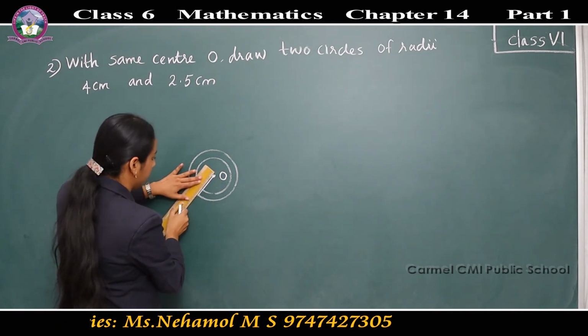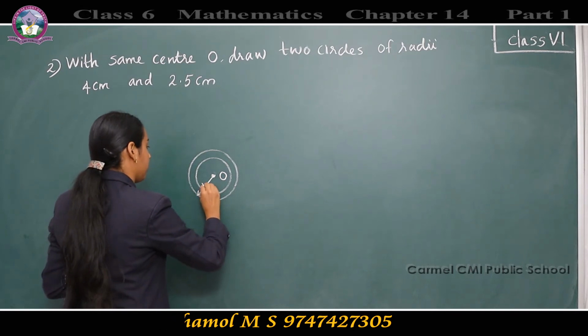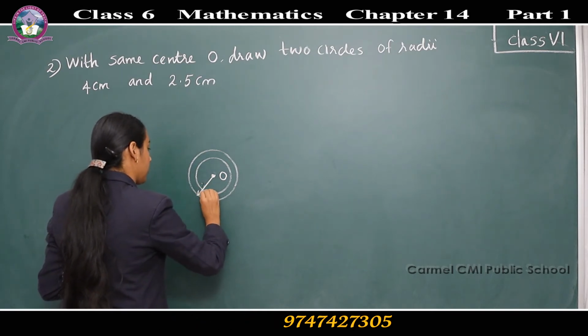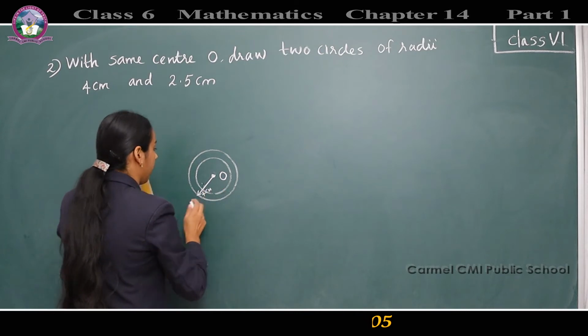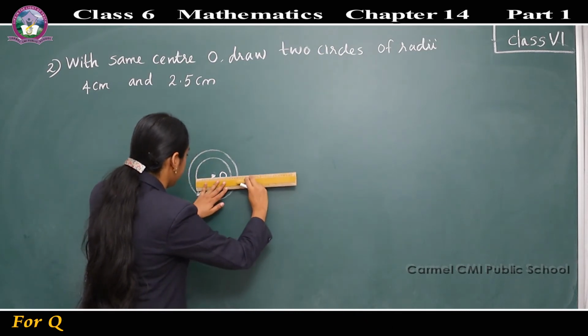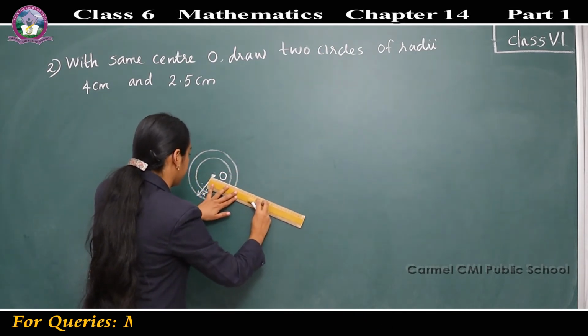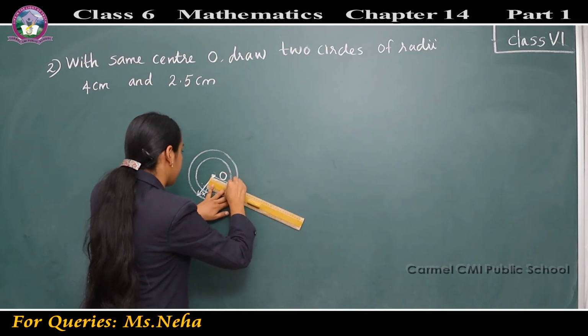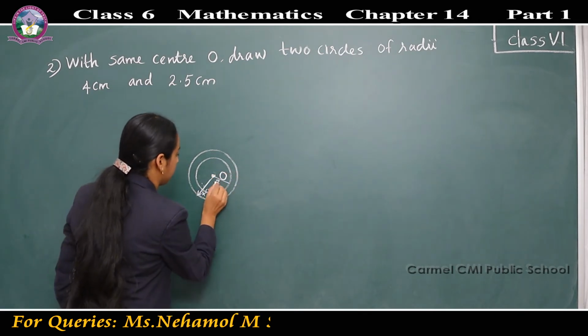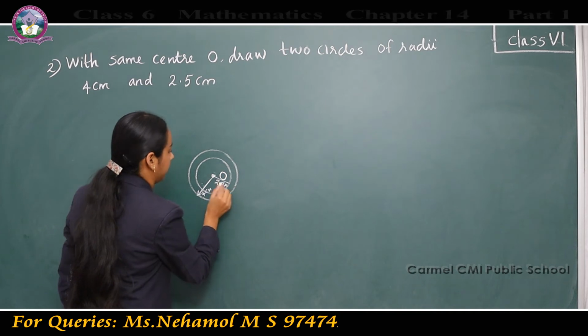This is the circle with the radius 4 centimeter. First circle, radius 4 centimeter, and the small one with the radius 2.5 centimeter.